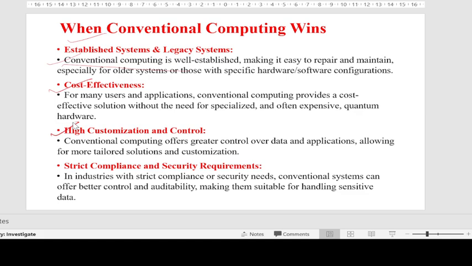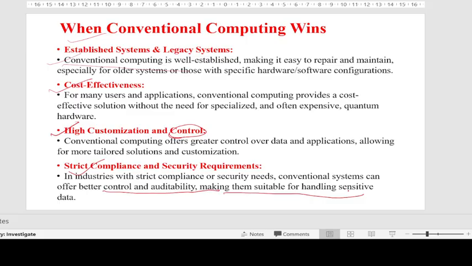But few cases may not. But most of the time you have higher control as compared to the DL models. Strict compliance and security requirement. So industries with security reasons, the conventional system offer better control and adaptability, making it suitable for hardware and sensitive data.